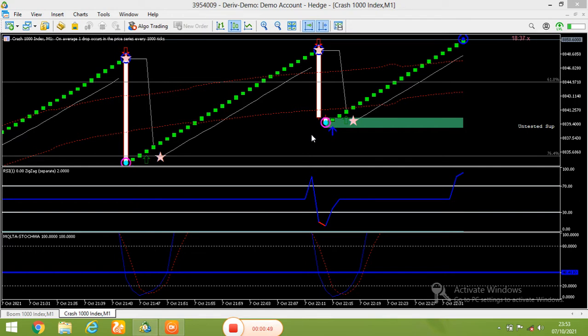Before you take an entry, you must first watch out for the appearance of the ball, which is number one. If you're having a checklist, please make sure you take note of this. Then secondly, you must make sure there's an appearance of this arrow. This arrow helps to indicate the strength of the drop, whether it's on an oversold or an overbought level, whichever you're trading, be it Crash or Boom.